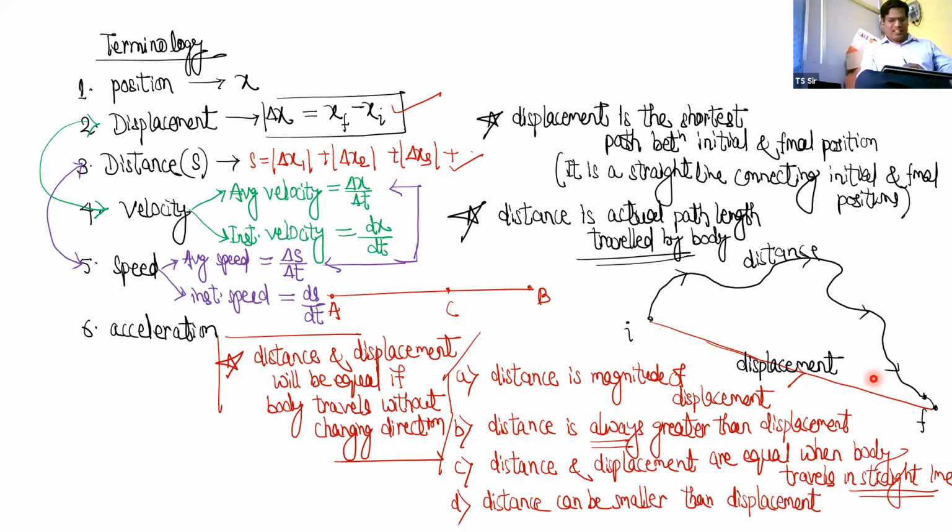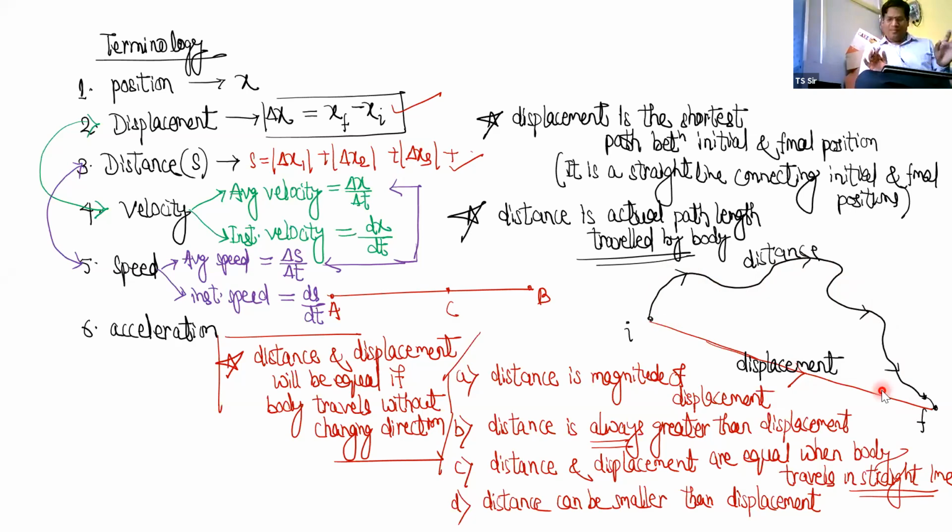So this is displacement: final position minus initial position. Distance means the actual path length traveled by the body. Yesterday we studied that distance and displacement are two different things. They can be equal sometimes, not always. Under what condition will they be equal? Only under one condition: when the body is traveling in a straight line without changing direction. The words without changing direction are important, not the words straight line. Because if the body travels without changing direction, that means it has to be a straight line.